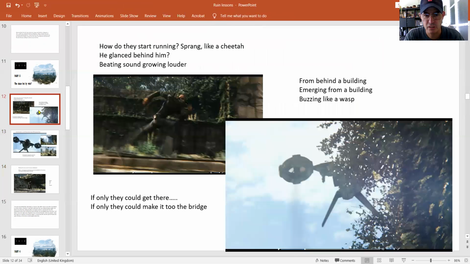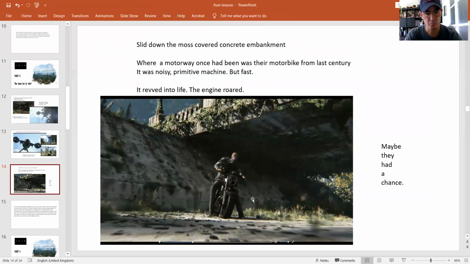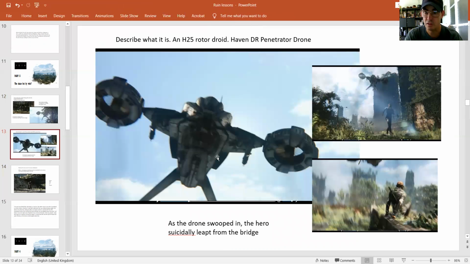So basically, what have we got? We've got the character running away. We've got the thing that's chasing them, emerging into view. They slide down a bank and jump on this sort of old bike. And you've got this kind of old motorbike technology versus this sort of new technology, haven't you? Sort of like the old world versus the new world. Okay, and that really is the beginning of the chapter there, isn't it?